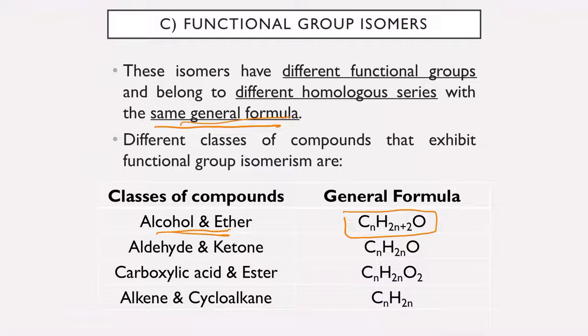Faham tak? Okay. So, awak kena look out lah kalau awak ada this kind of general formula. That means that it must be alcohol and ether. Okay. So, satu isomer is an alcohol. Satu lagi is an ether. Okay. Kalau macam ni, maksudnya, awak punya general formula, that means that one of the isomer can be aldehyde and the other one can be ketone. Alright? And so on.